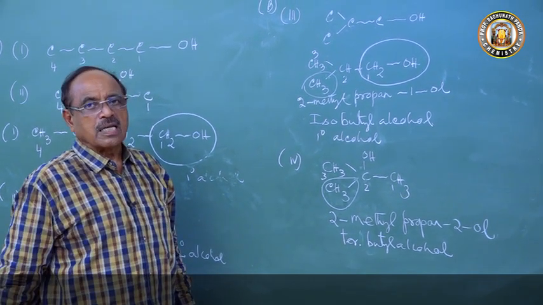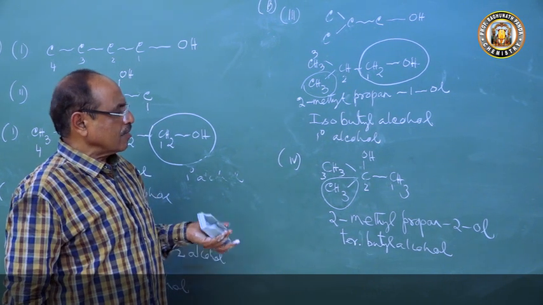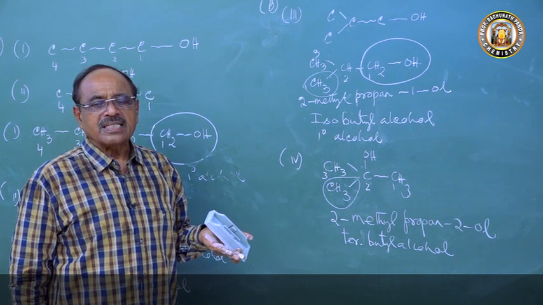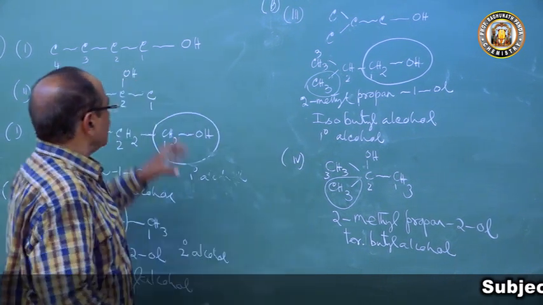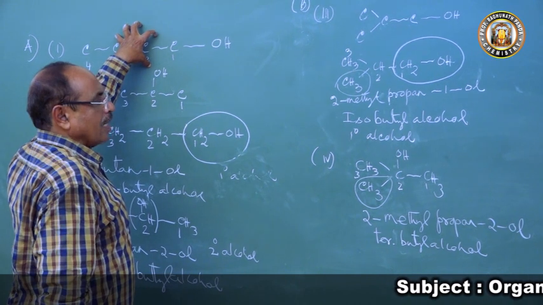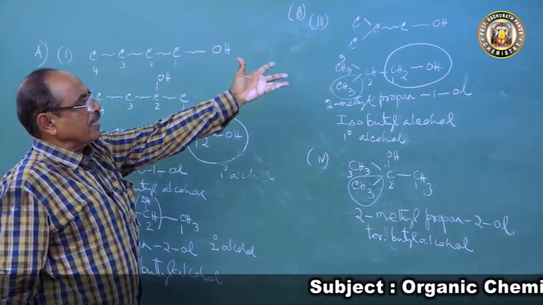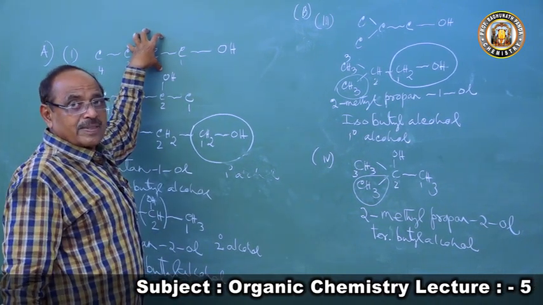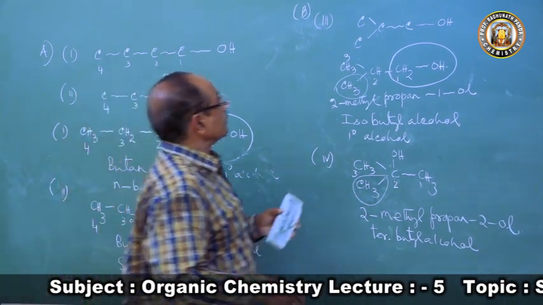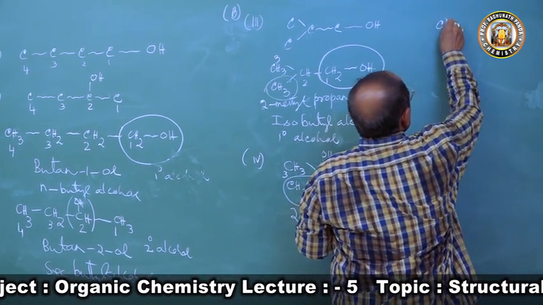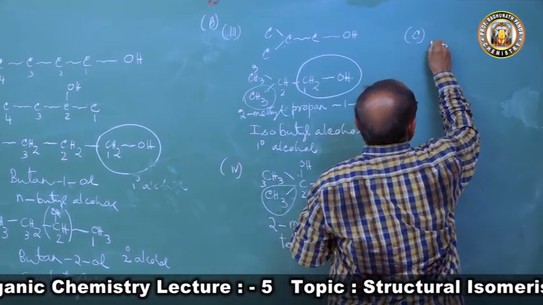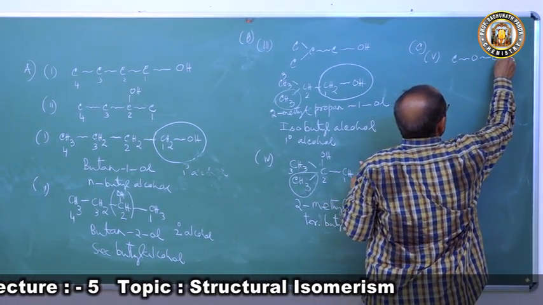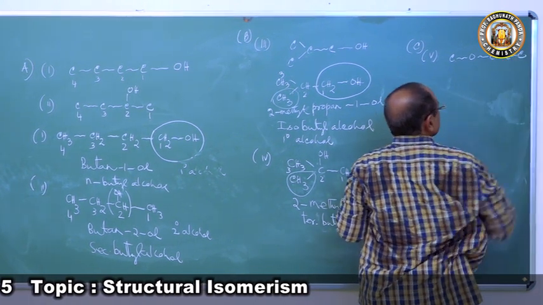So these are the possible isomers for this chain. Then we will come to functional isomerism. All the alcohols exhibit functional isomerism with ether. Alcohols exhibit functional isomerism with ether. So we will put this chain as an ether, and that chain as an ether. We will write the structures for each chain. Taking the 4-carbon chain, 1, 2, 3, 4, one structure can be C-O-C-C-C.